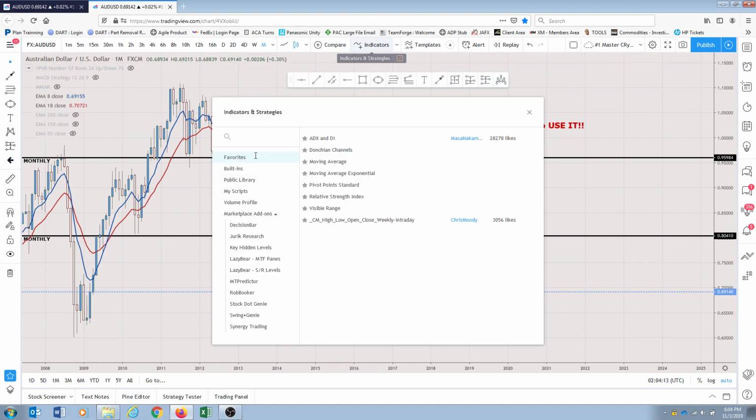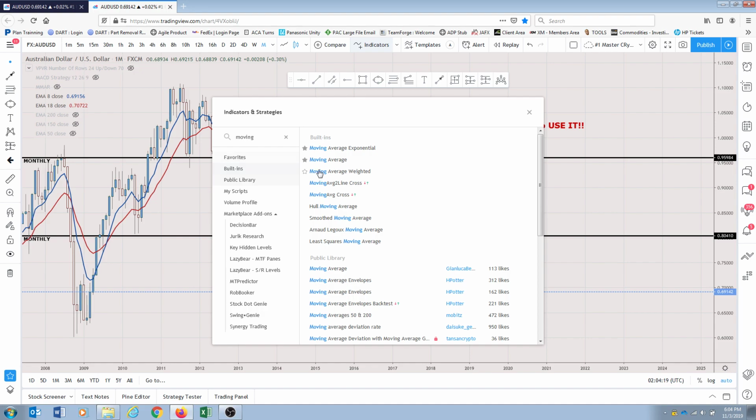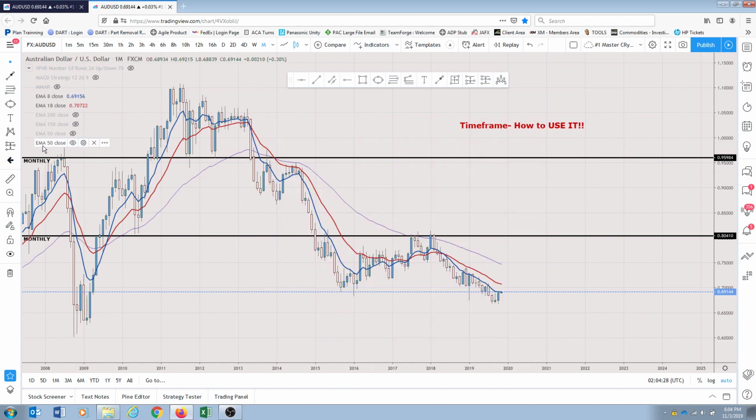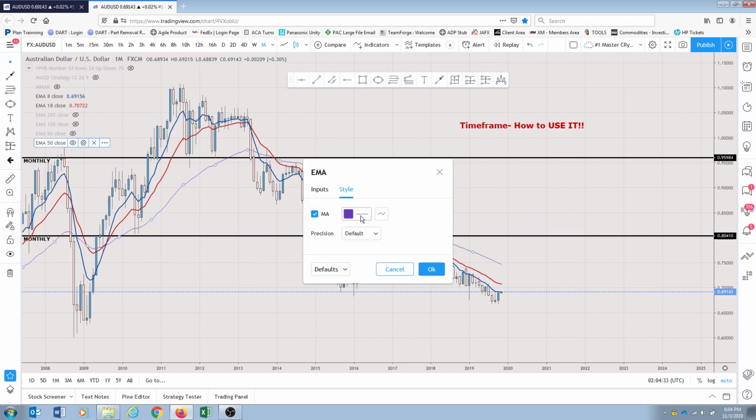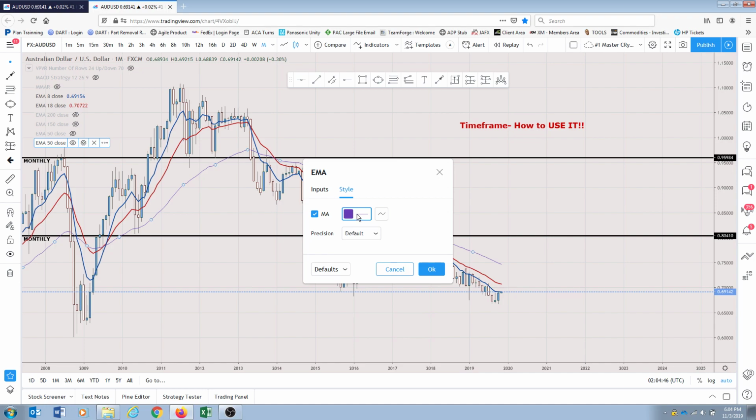If you go to indicators and type in moving, you'll see moving average exponential. You want to click on that, and then it'll bring it up here. You can just close it and bring it up here, and then hit the gears. I want you to make it purple. Try to copy the colors I use, so it's easy for me to edit your charts. Make it purple, and then go to inputs and put in 200. Make sure it says EMA up here, and then just hit OK.